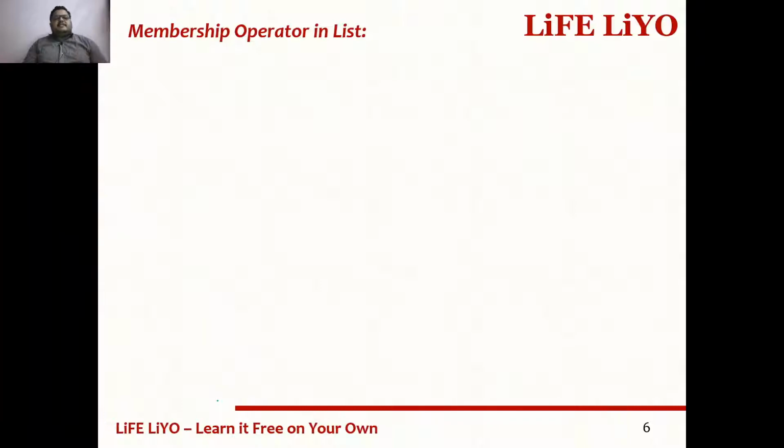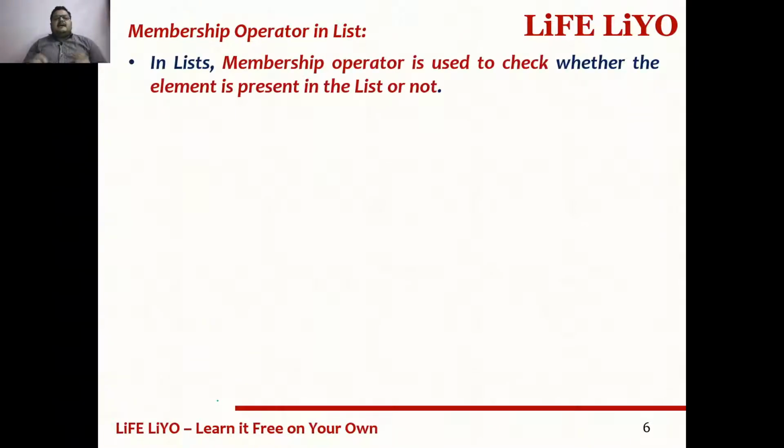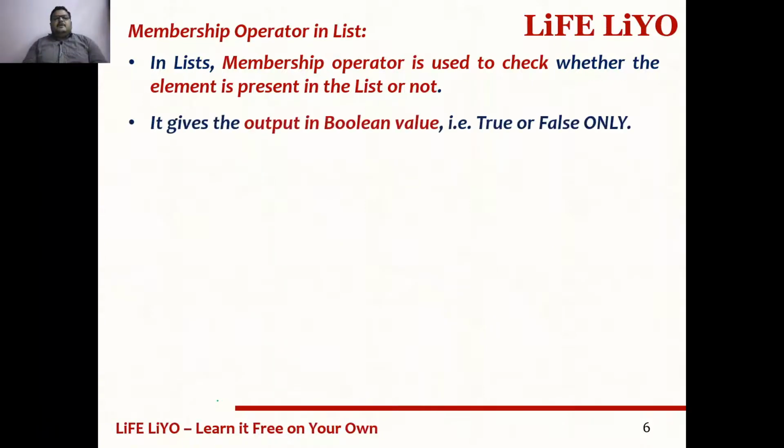Next, membership operator. This operator is used to check whether an element is present in the list or not. It gives the output as a boolean value, true or false only, because if we check whether a number is available in the list or not, it will say yes, it is available, that is true. If it is not available, it will say no, that means false.